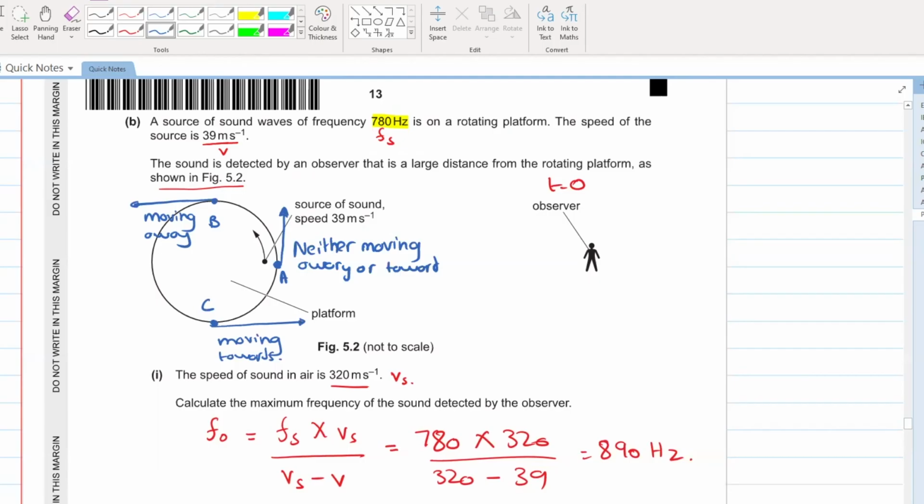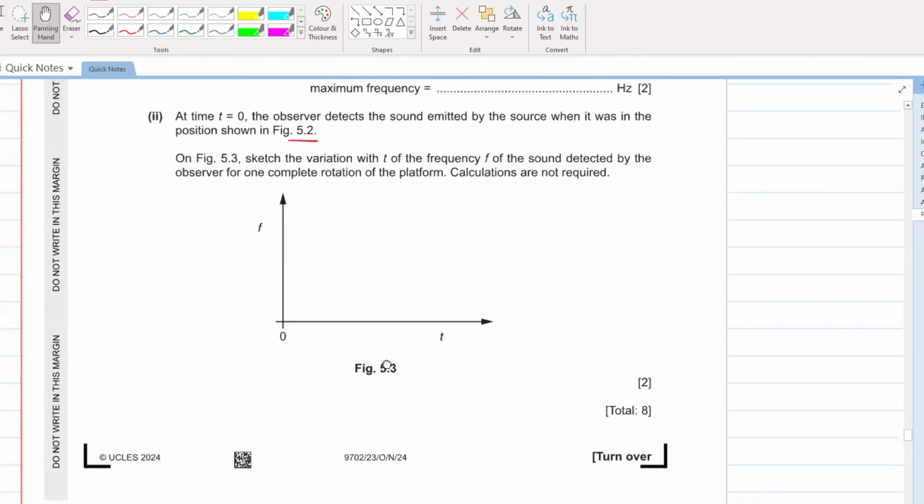Are these positions clear? Okay, at position A, the sound source is neither moving away or towards the observer. At position B, it is moving away. At position C, it is moving towards. Perfect. Now, what do we have to draw? Let's see what do we have to draw.